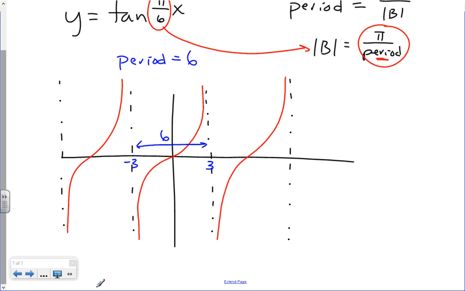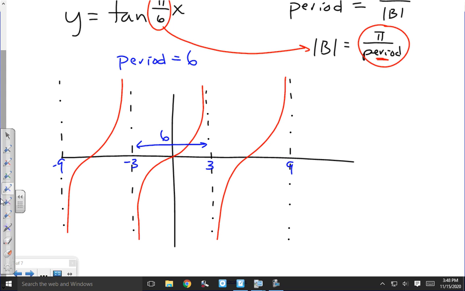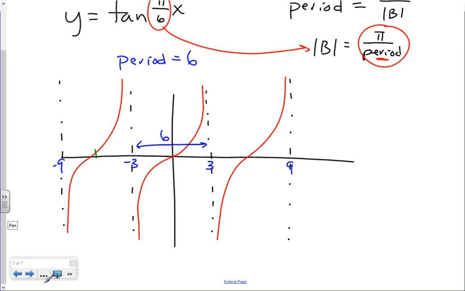So if there's a vertical asymptote at 3, 6 units later would be at 9. Before that, that would be negative 9. And if you want to mark where we cross the x-axis, I'll put that in a different color. It's halfway between these, right? Negative 9 to negative 3, that's negative 6. This one, of course, is at 0. This one, of course, is at 6. There we go. There's our sketch of tangent of pi over 6 times x.